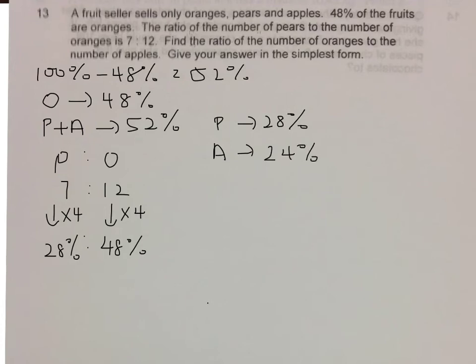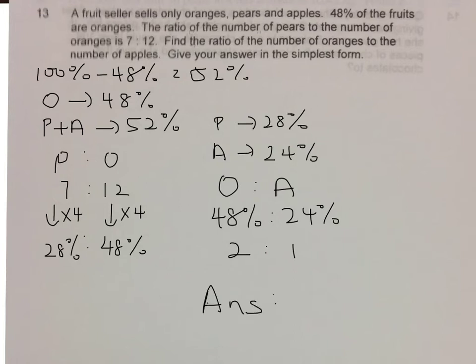Find the ratio of number of oranges to number of apples. So orange is to apple, orange is 48% to apple 24%. Simplest form will be 2:1. So question 13, answer is 2:1.